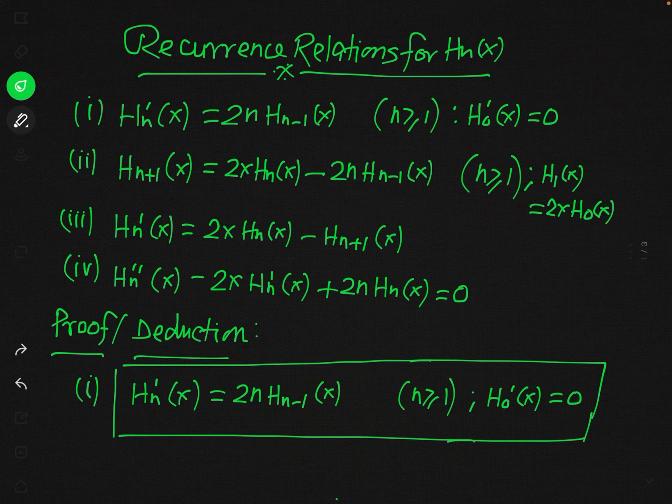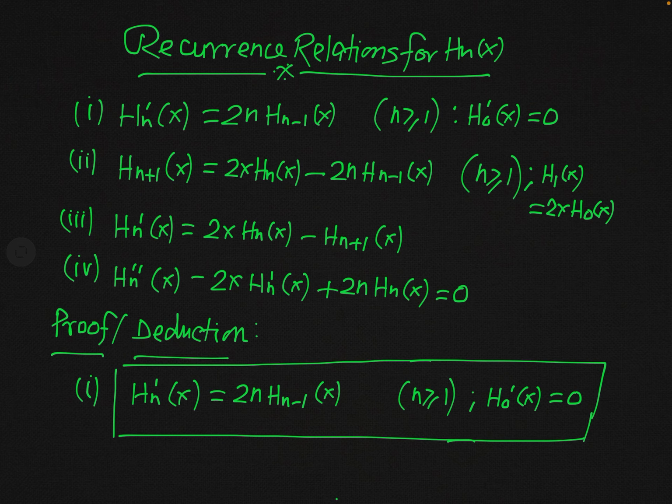So in this regard, I have already mentioned the 4 recurrence relations for Hn of x, and you can see these recurrence relations here. First of all, we will prove all these recurrence relations one by one in a particular sequence. So I have rewritten the first recurrence relation. You can see here. This is Hn prime of x equal to 2n Hn minus 1 of x, and this is when n is greater or equal to 1.